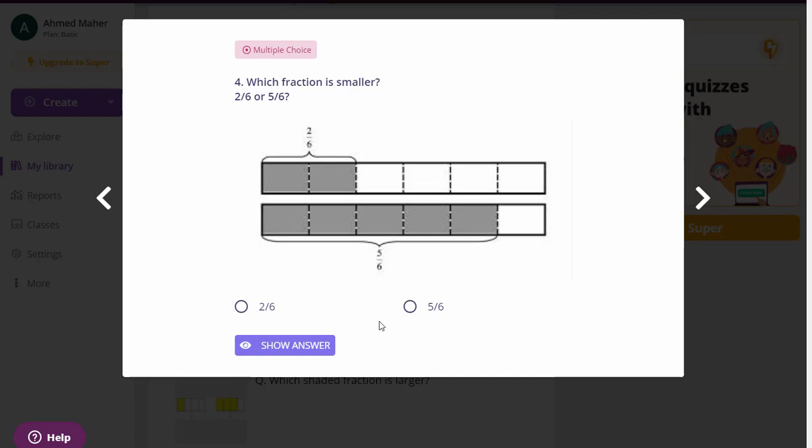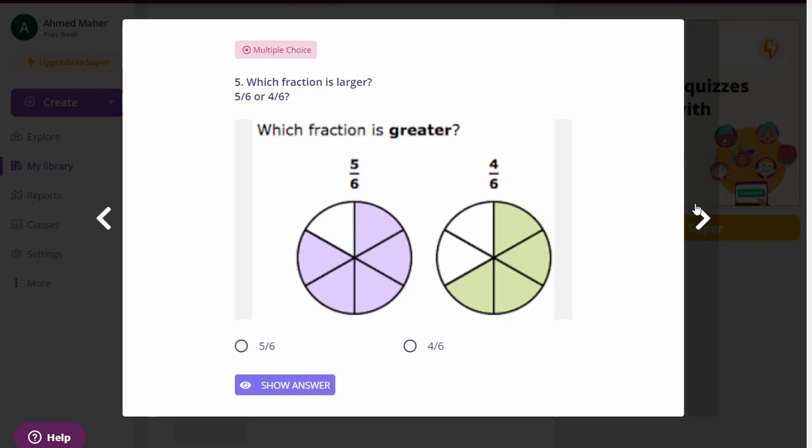Al-Hassan. Go ahead. Two sectors is smaller. Thank you, my hero. Great work. Okay, my heroes, let's move to the next one. Muayad, go ahead. 5 sectors is greater than 4 sectors. Thank you, my hero. Great work.